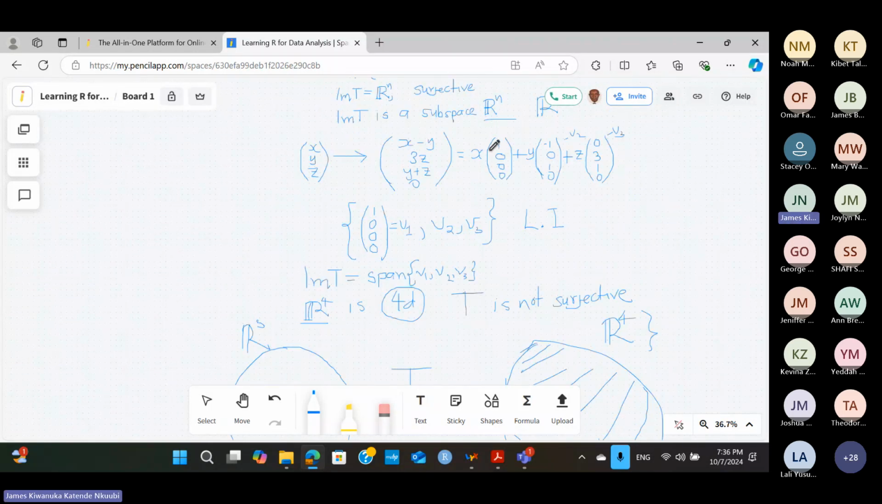Look for vectors in R4 which cannot be written as a linear combination of these 3 vectors. One simple vector you can check is 0, 0, 0, 1. There's no way you can write this vector as a linear combination of these 3, because the last value in all 3 vectors is 0. No matter how you combine them, you will never get 1 in the 4th slot. So here we have found an example of a vector in R4 which is not in the image of our linear transformation. This again shows that the map is not surjective.